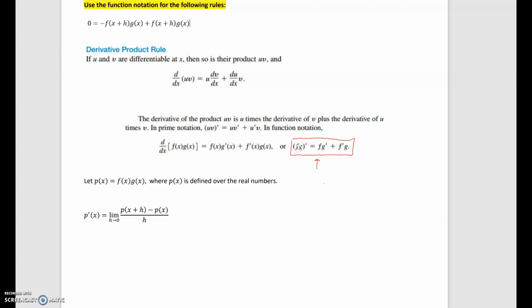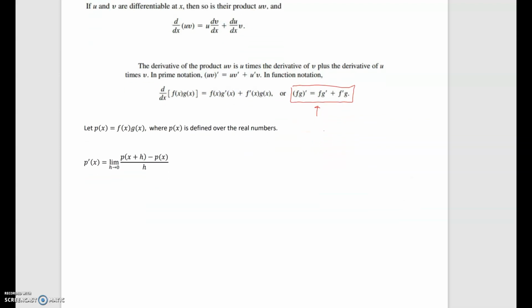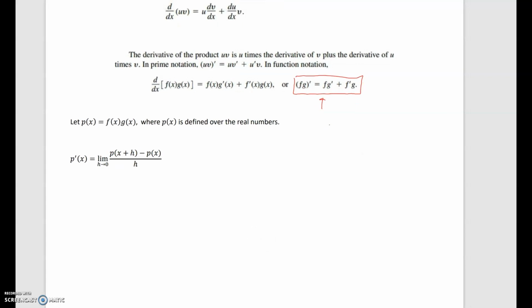We have the product of two functions. As we differentiate, we're going to end up with the first function times the derivative of the second one, plus the derivative of the first function times the second function. And part of the problem is to actually define our function in terms of f and g's. It's just easier to say, let it equal p of x, where p of x is the product of two functions.